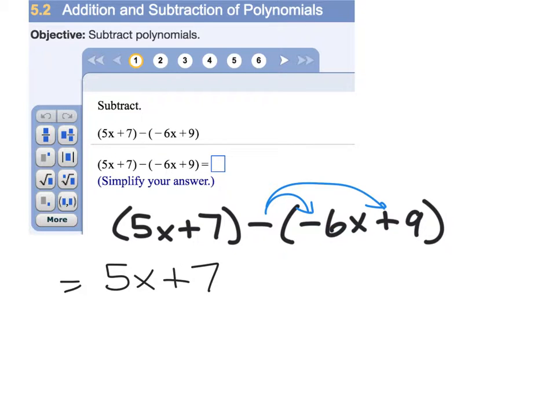So this guy becomes a plus. And instead of minus 6x, it becomes positive 6x. Instead of positive 9, it becomes minus 9. All right, so that's what that is. So the minus and the minus become a plus, the minus and the plus become a negative. All right, so that's the key thing, the tricky thing about subtraction.